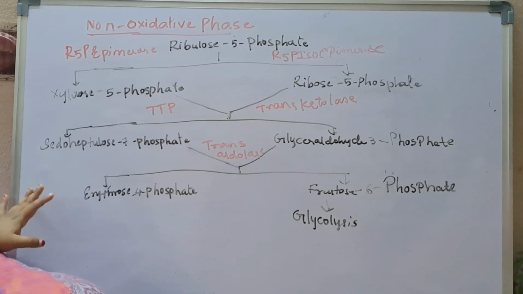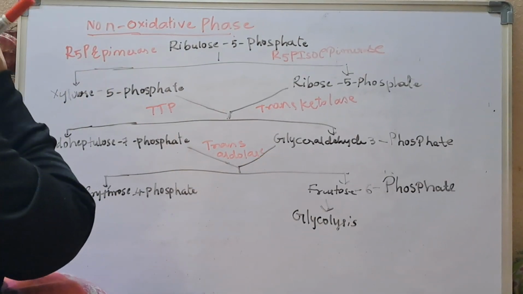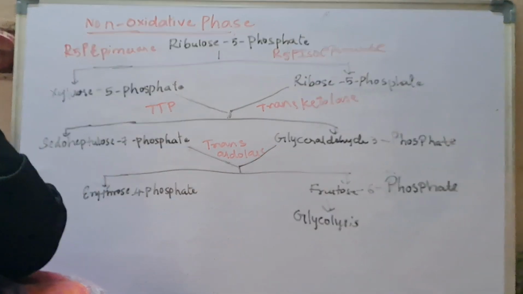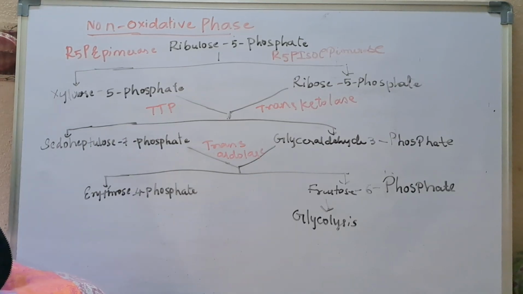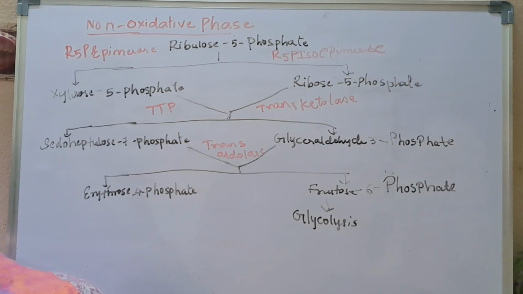As I said, it is a reversible cycle. Why? Because it is the end point of fructose 6-phosphate and the starting point of glycolysis, where glycolysis is a reversible process. So we have ended the oxidative phase at ribulose 5-phosphate. Now from ribulose 5-phosphate, the non-oxidative phase will start. This ribulose 5-phosphate, with the help of two enzymes called epimerase and isomerase, is converted into xylulose 5-phosphate and ribose 5-phosphate.